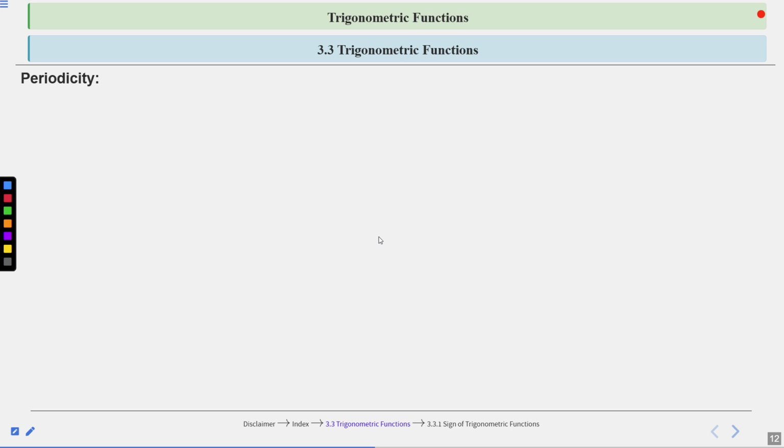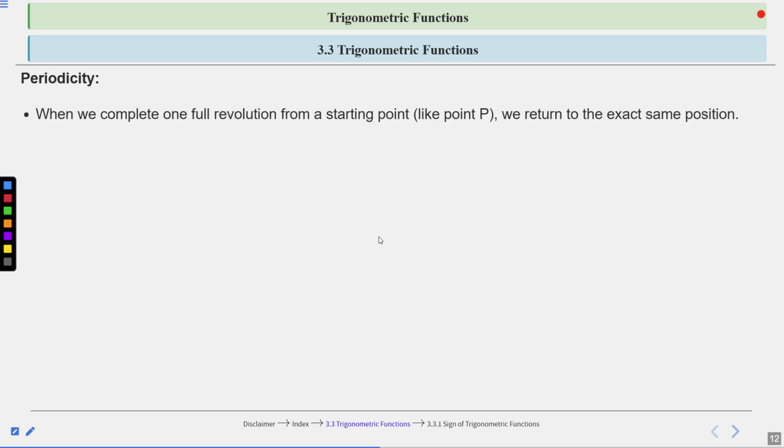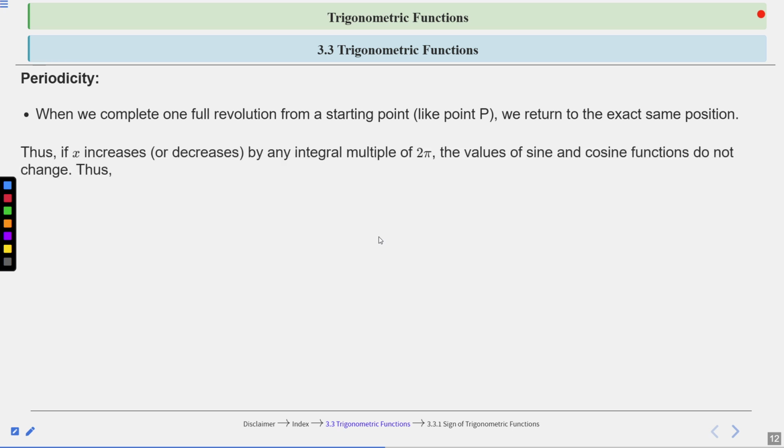Next, let us see periodicity. When we complete one full revolution from the starting point, like point P, we return to the exact same position. Thus, if x increases or decreases by an integral multiple of 2 pi, the values of the sine and cosine functions do not change, because they always repeat after 2 pi. Therefore, sin(2n pi + x) is equal to sin x, where n belongs to the integers, n belongs to Z. Cos(2n pi + x) is equal to cos x, as n belongs to the integers.